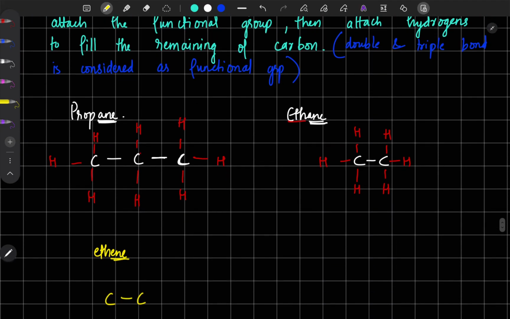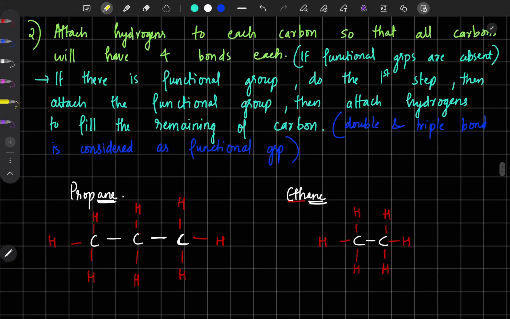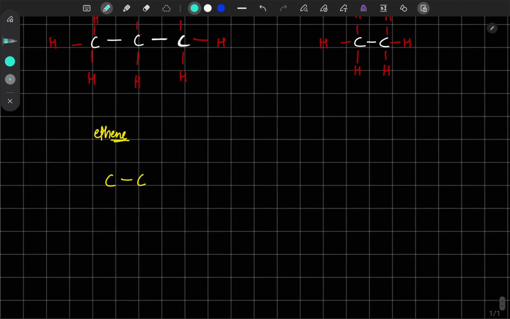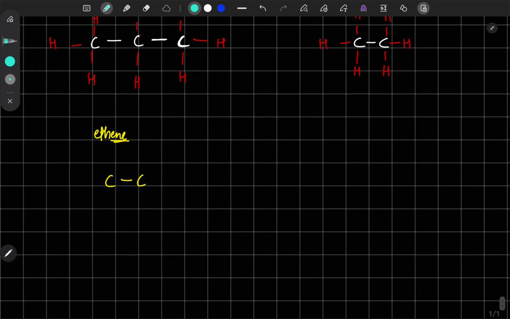Then attach hydrogens to fill the remaining valency, the remaining valency of carbon. I forgot the word valency here. That means carbon should have a total of 8 electrons in its valence shell. Now we need to attach this functional group. For that, what can we do? ENE means there is a double bond in this compound. So we did the first step. Now draw one more line. Only that. Now it has become a double bond.